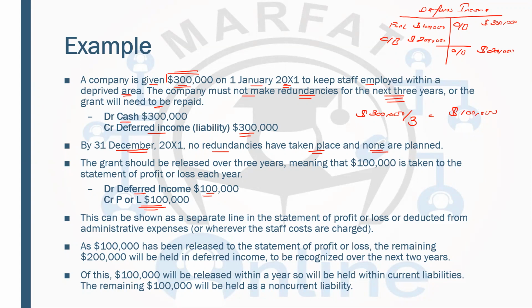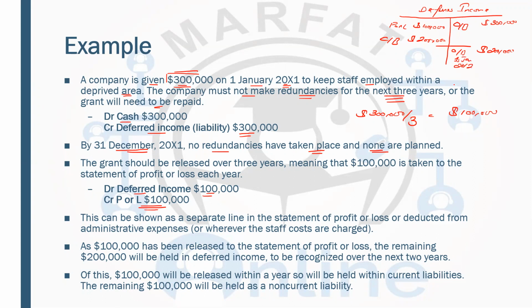The liability which the entity has to meet within 12 months is known as the current liability. The liability which is outside 12 months, more than 12 months, is recorded as a non-current liability. Now you see, at 31st December 20x1, or you can say 1st January, let's assume this is 1st January 20x2.